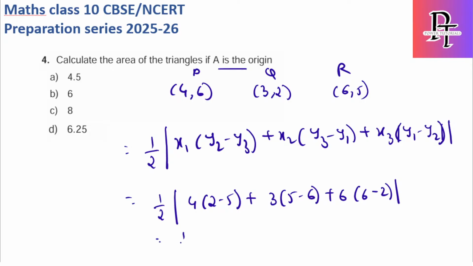So this becomes 4 into minus 3 is minus 12, minus 1 into 3 is minus 3, and 6 fours are 24. So it is 24 minus 15... which is 9 by 2. 9 by 2 is nothing but 4.5, which is the area of the triangle. So the answer is C.